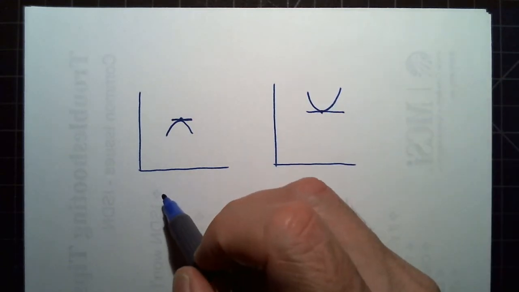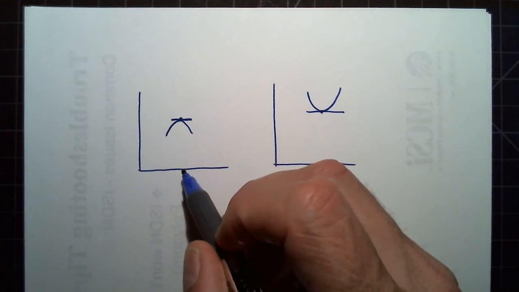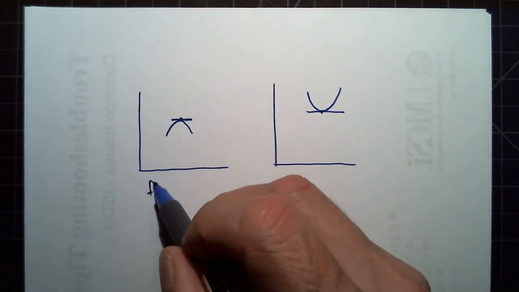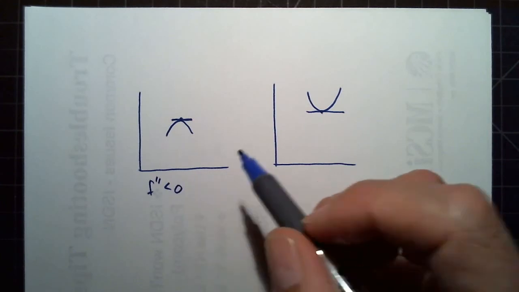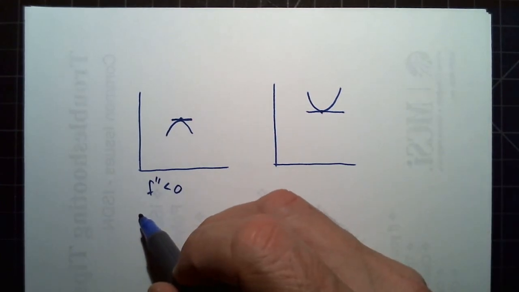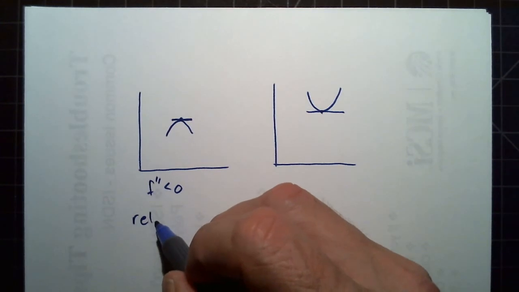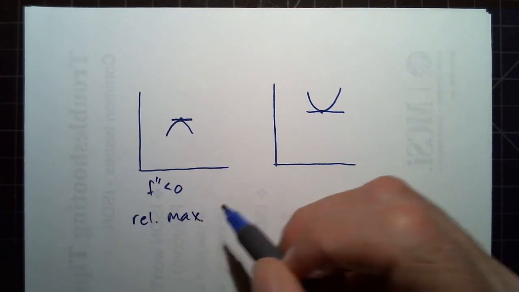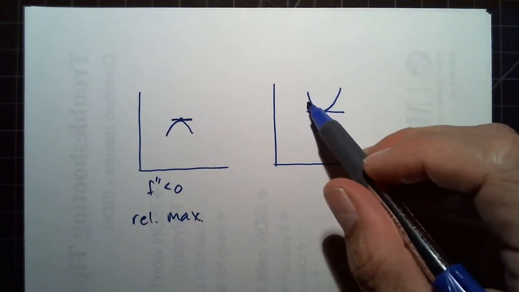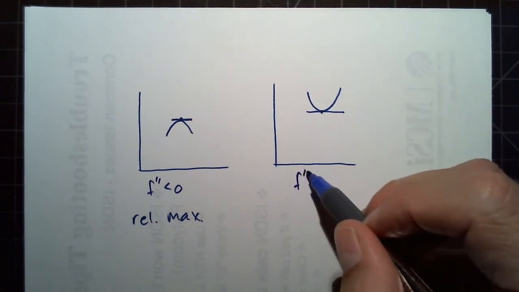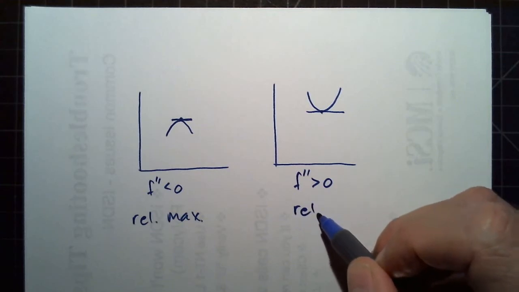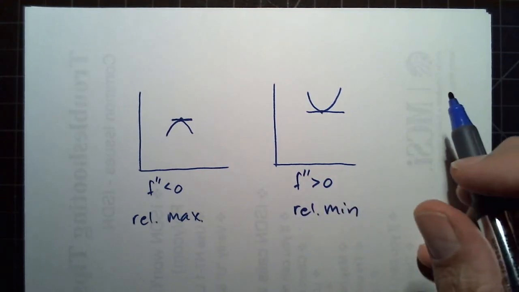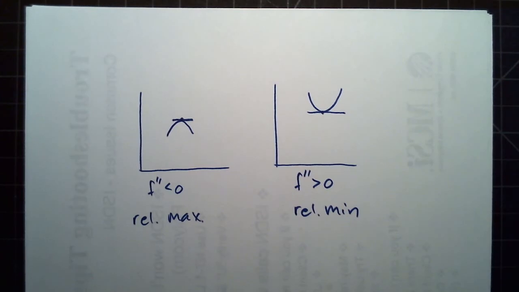So if at a critical point we have f double prime less than 0, then we know that there is a relative maximum. If at a critical point we have f double prime greater than 0, then we have a relative minimum. So that's the second derivative test. It's using the second derivative to tell whether we have a relative minimum or a relative maximum.